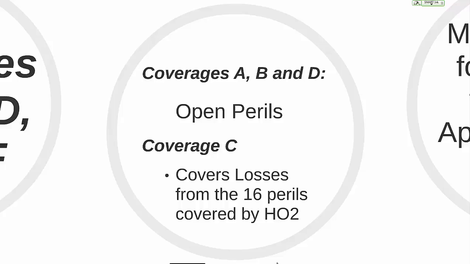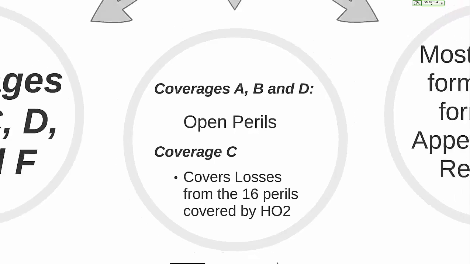So in other words, for the structure and other structures and loss of use, it's an open perils policy, covering any cause of loss except an excluded cause. But for the contents or unscheduled personal property, it only covers losses that are caused by the 16 named perils.